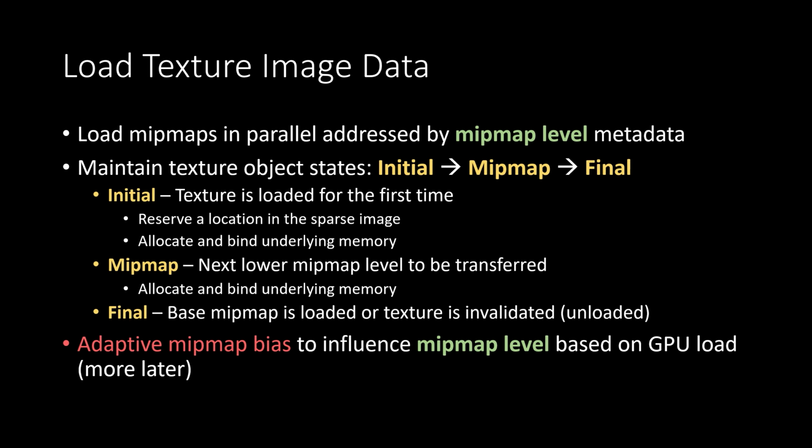The initial state indicates that texture is loaded for the first time. We reserve a location in the sparse image and allocate and bind underlying memory and move on to the mipmap state. The mipmap state indicates there is a lower mipmap level to be transferred. We also allocate and bind underlying memory for each of the loaded mipmaps. We move on to the final state if the base mipmap is loaded or if the texture is invalidated. Additionally, we introduce an adaptive mipmap bias to influence the loaded mipmap level based on GPU load.